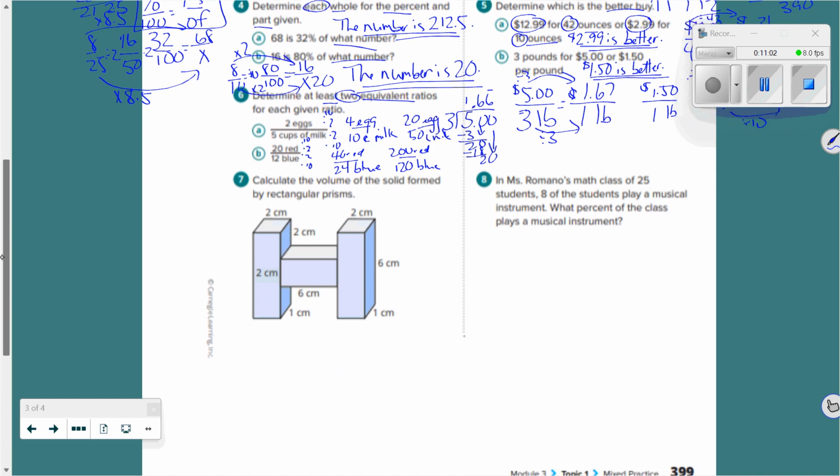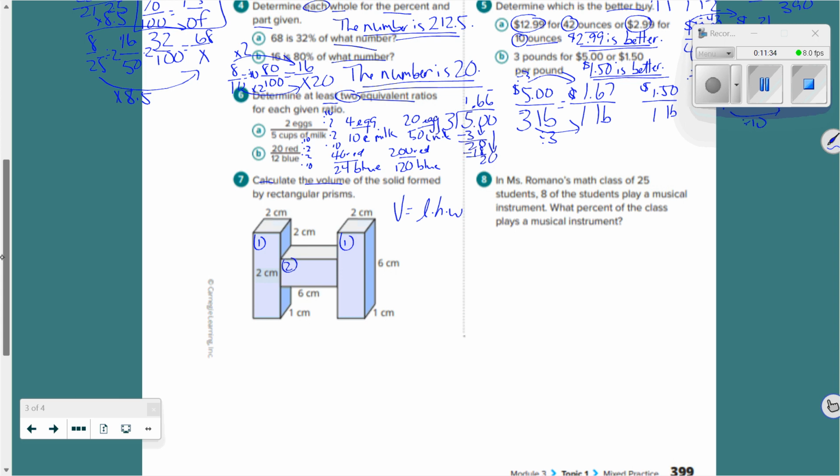Number 7, calculate the volume of the solid formed by rectangular prisms. Remember, your volume equals length times height times width. So all I'm doing is multiplying. The key is I need to know my length, my height, and my width for each of the figures. As I look at this, I see 3 figures. But 1 and 3 are the exact same, aren't they? It's 6 by 2 by 1. So I can technically call those both number 1s.